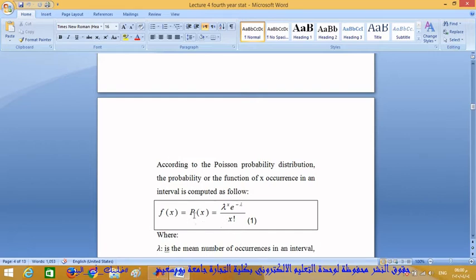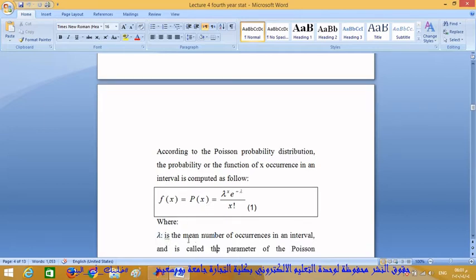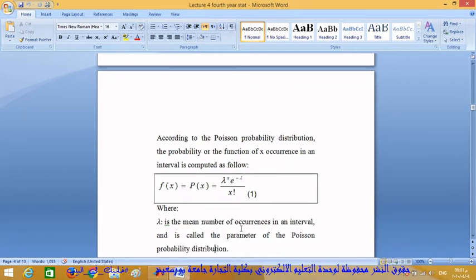P of x as a whole can be calculated by a MATLAB function, poisspdf, as we will see later. Lambda is the mean number of occurrences in an interval. It is the mean of the Poisson distribution, and it's called the parameter of the Poisson probability distribution. So this distribution has only one parameter, called lambda.